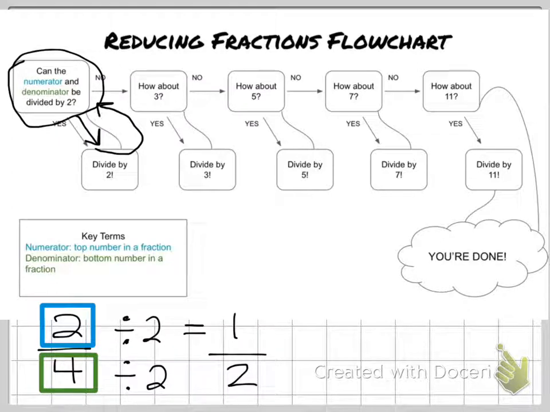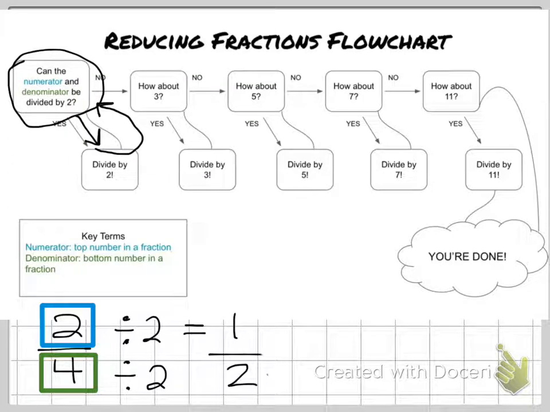Now I'm going to go back to this box up here and ask myself again, can the numerator be divided by 2? My new numerator is 1. And can the denominator be divided by 2 as well? So 1 does not divide evenly, so no, it cannot. 2 does, though. 2 divided by 2 is 1. However, they both have to be divisible by 2 in order to reduce this fraction. So I'm just going to erase all of this. And now I'm back to here.